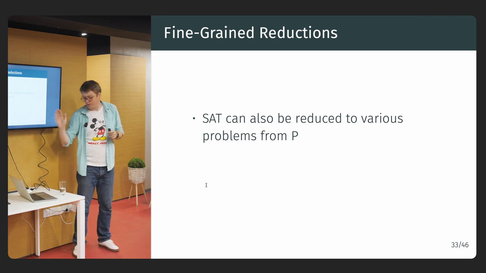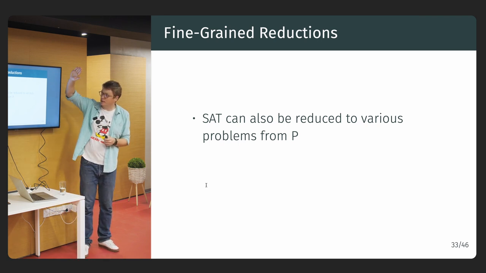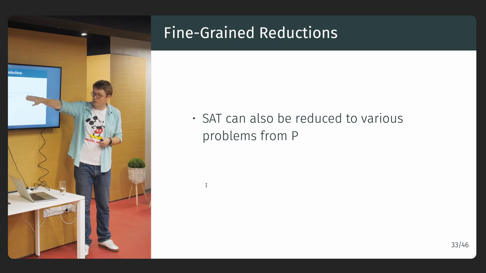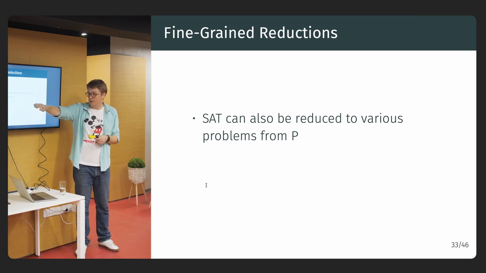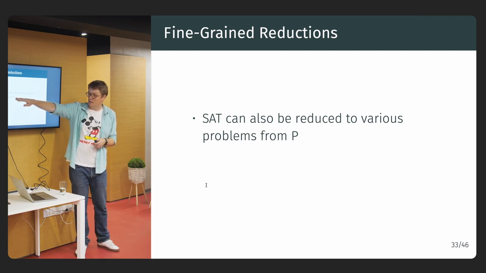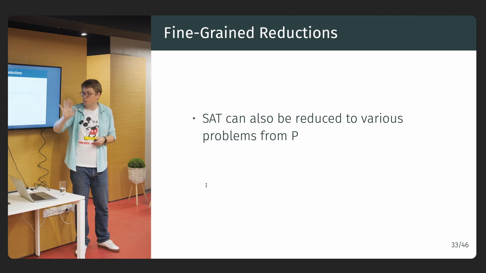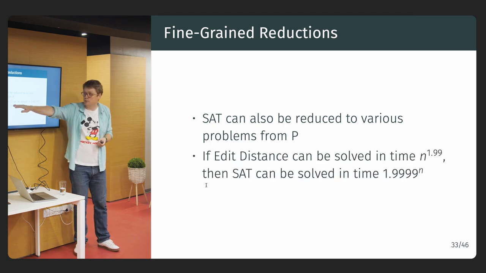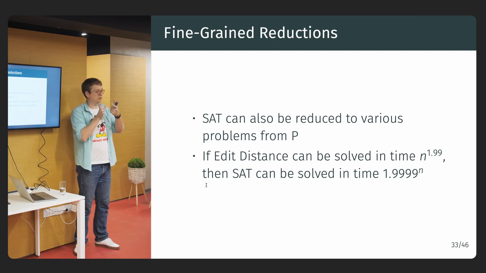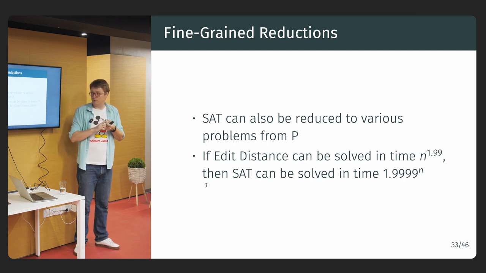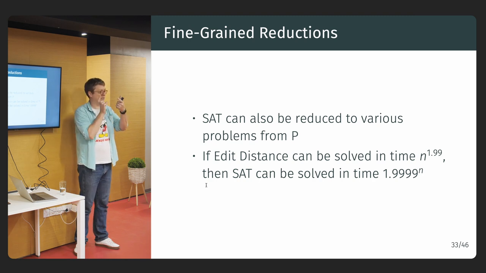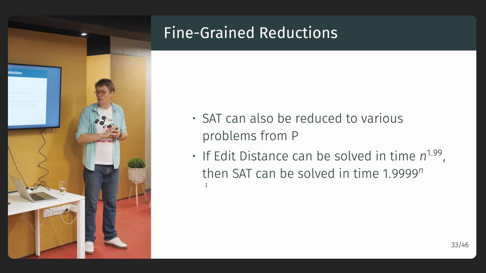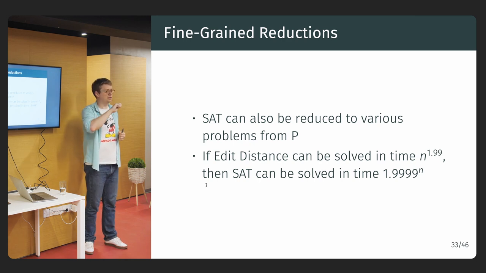Let me also briefly mention that there is a highly active area called fine-grained complexity, where people started to reduce various problems from P to the SAT problem, for example. There are many other reductions, but one particularly nice example is the following. There is this edit distance problem where you are given two strings and you would like to find the minimum number of modifications in the first string to get the second string, right? And by modifications, one usually means deletions or insertions of symbols, or just changing a symbol.